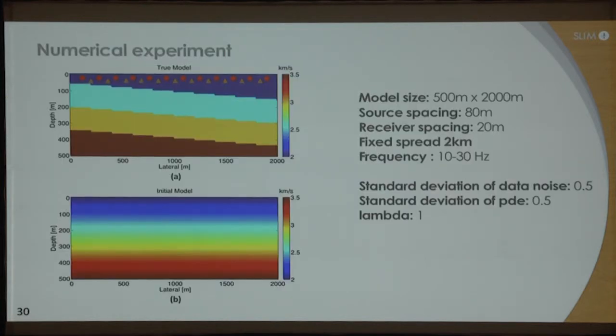So let's see some numerical experiments. Still based on a very simple problem that has four layers and a model size of 500 meters times 2000 meters. The source and the receiver locations are on the surface. We set the standard deviation of the data to 0.5 and the standard deviation of the prior to 0.5. And we use a frequency from 10 to 30 hertz.